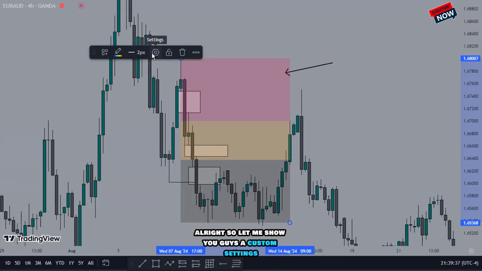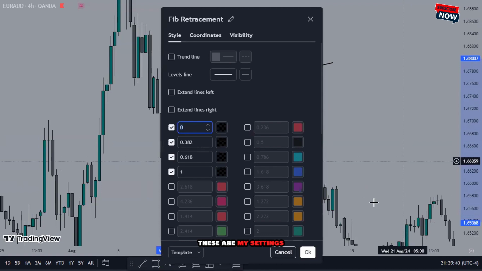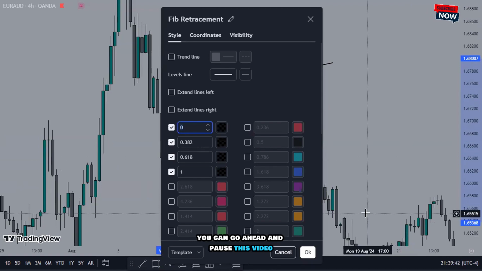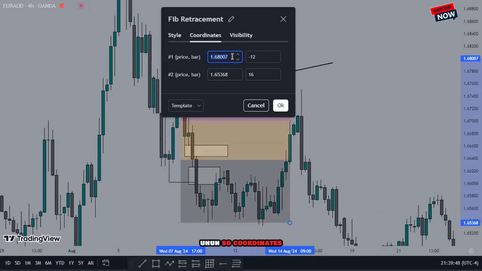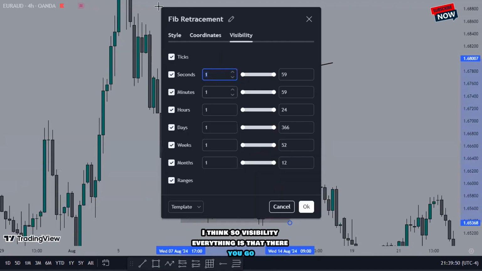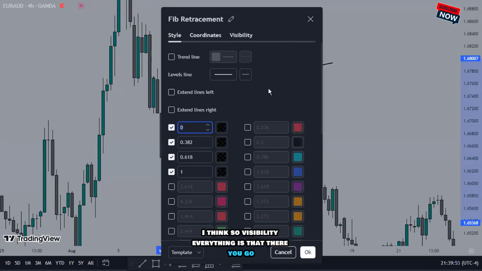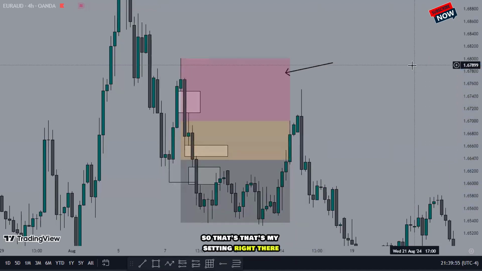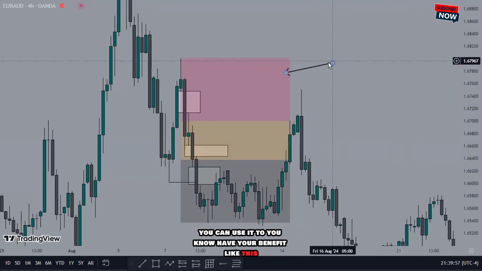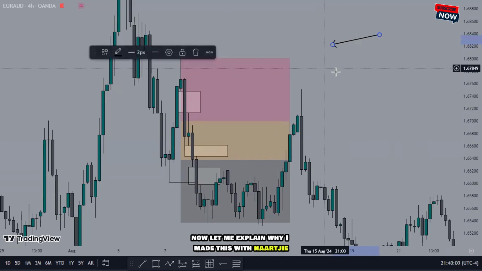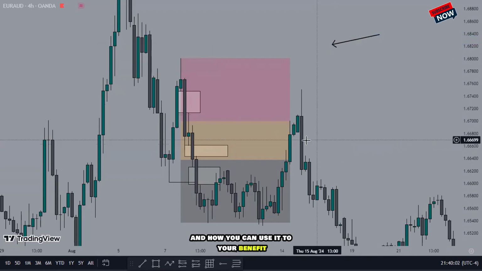All right. So let me show you guys the custom settings. These are my settings. You can go ahead and pause this video, screenshot it, or edit yours. If you want to use my settings, you can copy them. So coordinates, visibility, everything is that. There you go. So that's my setting right there. You can use it to have your Fibonacci look like this. Now let me explain why I made this Fibonacci and how you can use it to your benefit.